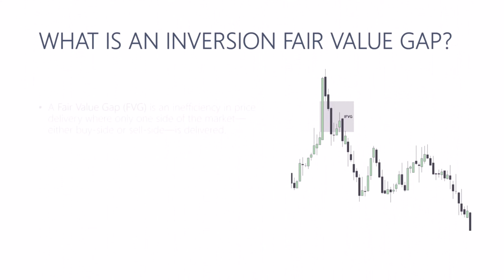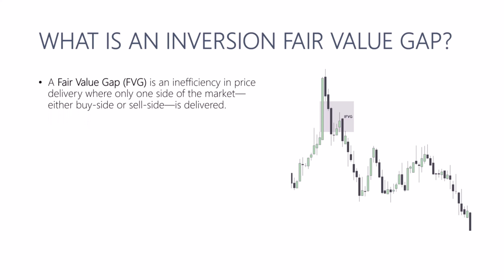What is an inversion fair value gap? First of all, we need to understand what is a fair value gap. A fair value gap is an inefficiency in price delivery where only one side of the market, either buy side or sell side, is delivered.